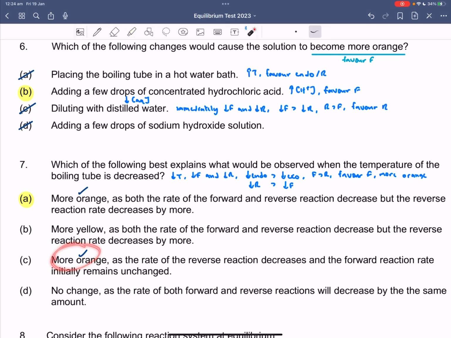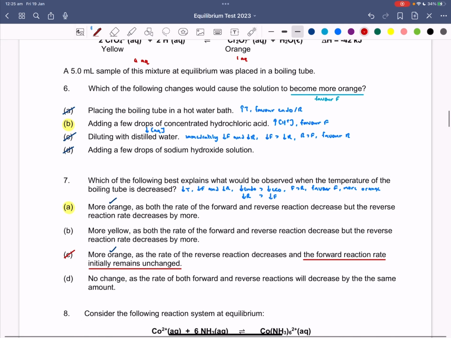C, even though more orange makes sense, says the reverse reaction rate decreases and the forward reaction rate initially remains unchanged. That's not true, they both dropped. So that's the bit that makes this one wrong, the bit where it says the forward reaction rate initially remains unchanged. That statement is incorrect. So that's why the answer was not C.